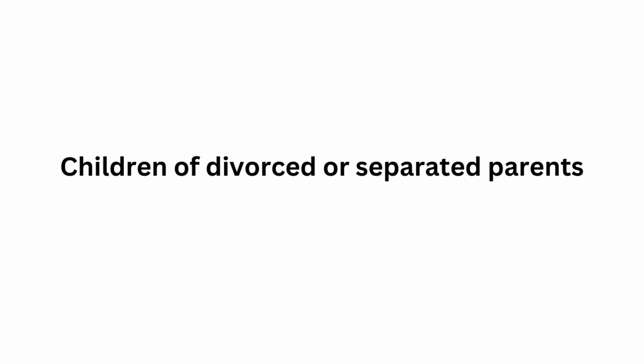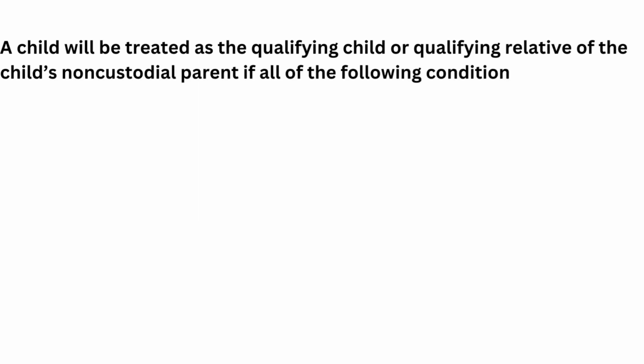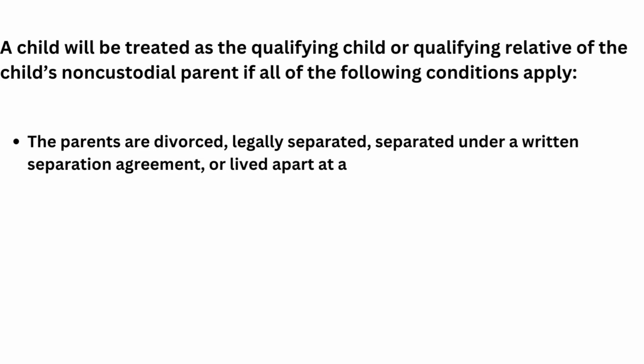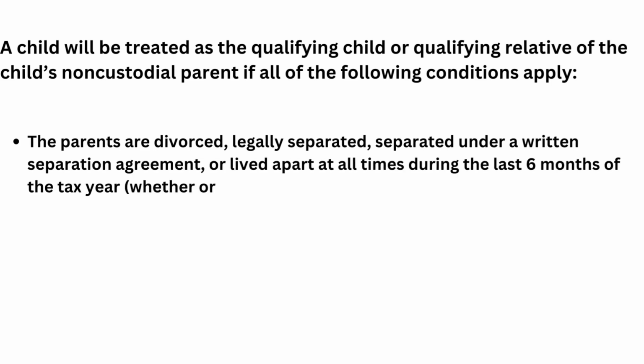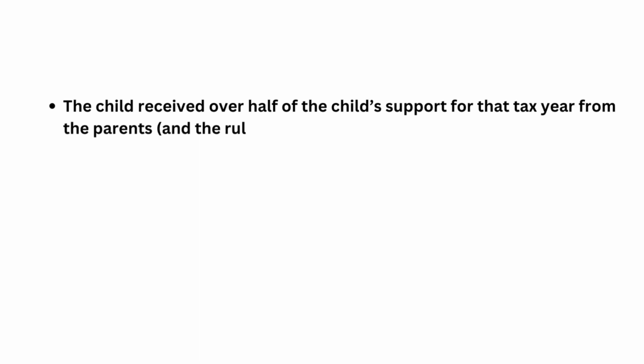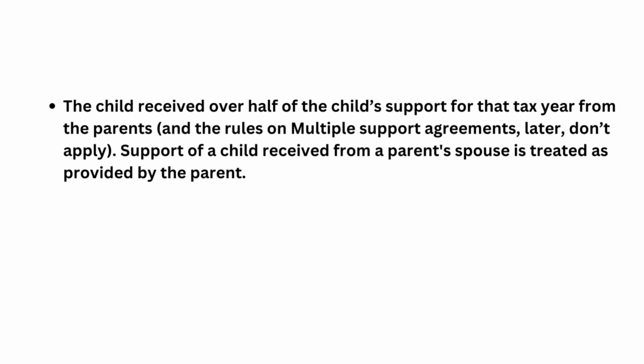Children of divorced or separated parents. A child will be treated as the qualifying child or qualifying relative of the child's non-custodial parent if the parents are divorced, legally separated, separated under a written separation agreement, or lived apart at all times during the last 6 months of the tax year. A child will be treated as the qualifying child or qualifying relative of the child's non-custodial parent if the child received over half of the child's support for the tax year from the parents. Support of a child received from a parent's spouse is treated as provided by the parent.